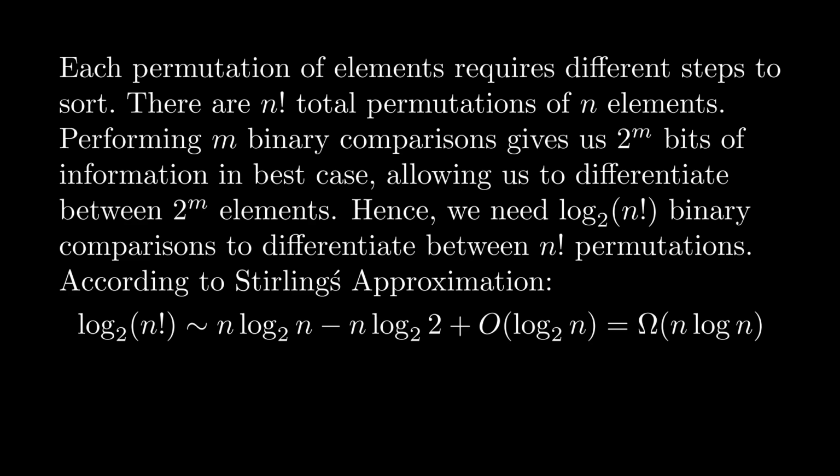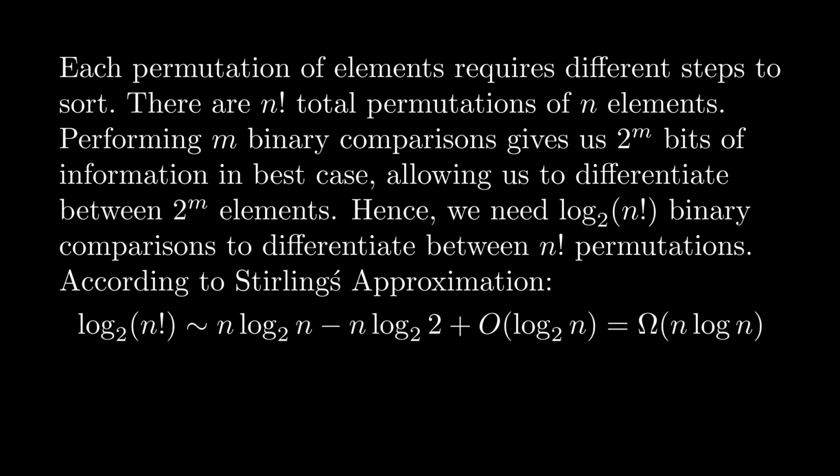Hence, we can obtain a lower bound on the optimal complexity of comparison-based sorting by looking at the maximum number of comparisons required to distinguish between two given permutations. Basic combinatorics tells us that for n elements, there are n factorial possible permutations. Hence, we would need to make log base 2 of n factorial binary comparisons in the worst case in order to tell the difference between any two permutations.